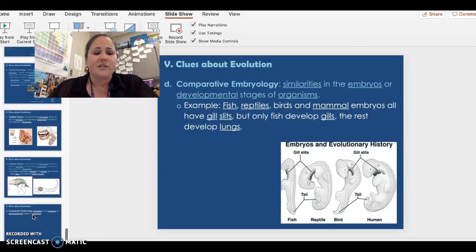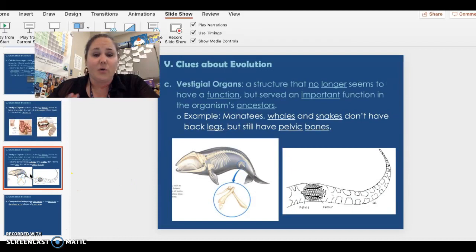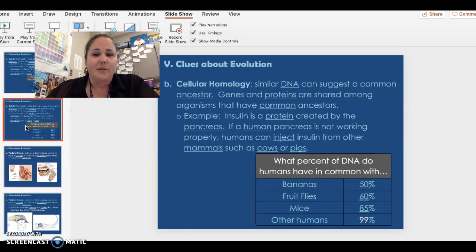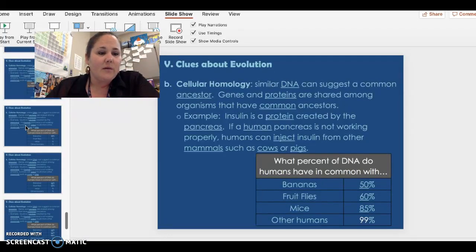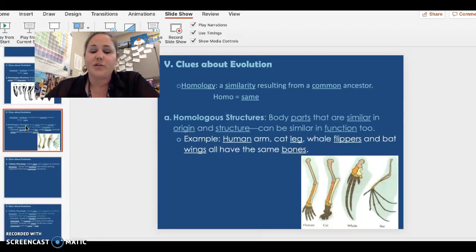So those are the stages. So there's comparative embryology, looking at the developmental cycles and similarities between species. There is vestigial organs, organs that used to have a purpose but no longer have a purpose. There is cellular homology, similar DNA, similar instructional patterns between organisms. The more similarities they have, the more related they are in terms of evolution. And where's my last one over here? Homologous structures, body parts that are similar in origin and structure, can be similar in function too.